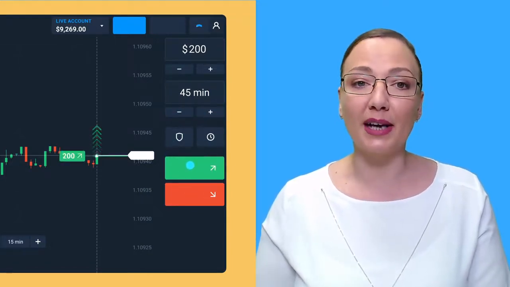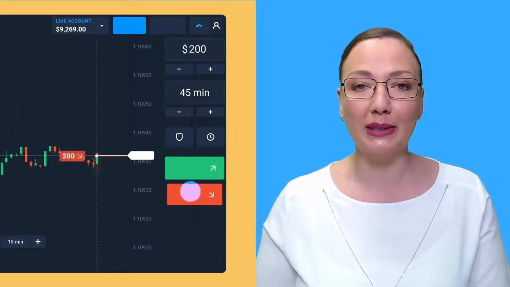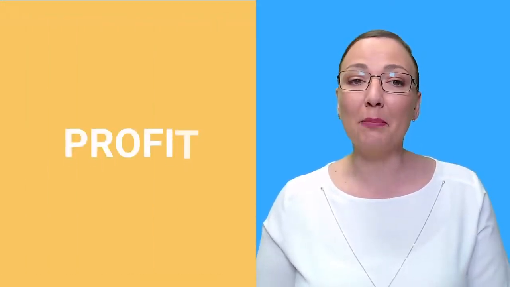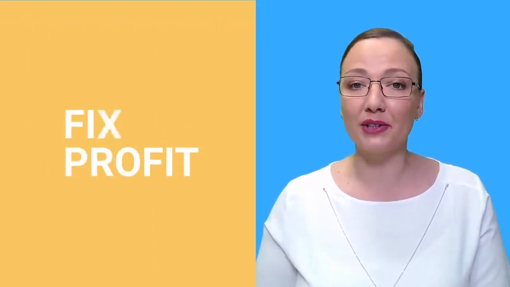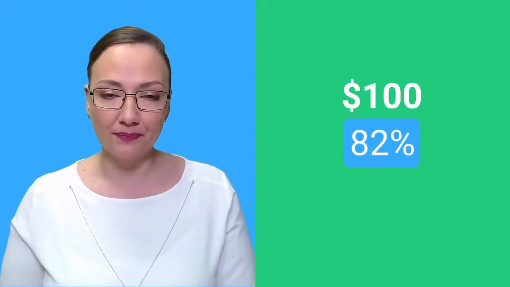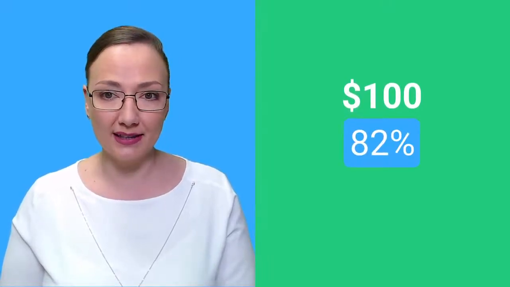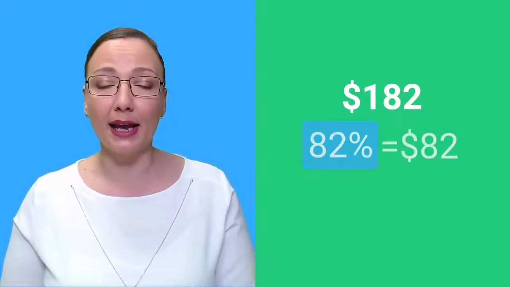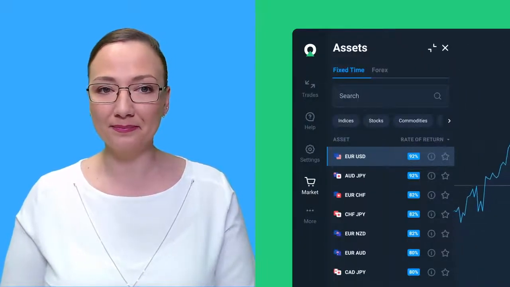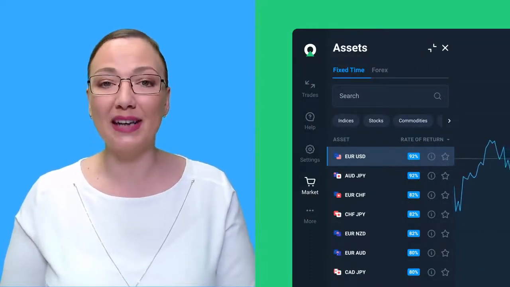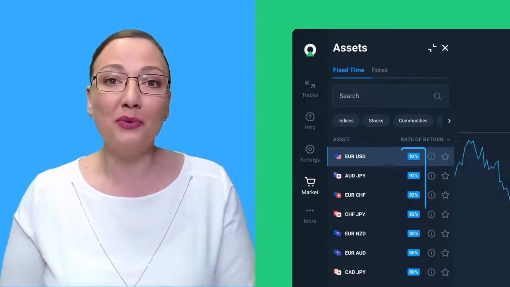And if we believe that the price will be lower than the current price, we would click on the red button. The profit will be fixed at the rate of return, which you can see displayed next to each asset. This means that if you enter a trade for $100, the rate of return is 82%, and if your prediction is correct, your profit will equal $82, and $182 will be added back to your account balance. As you can see, Olymp Trade provides a high rate of return up to 92%, which means high profit.